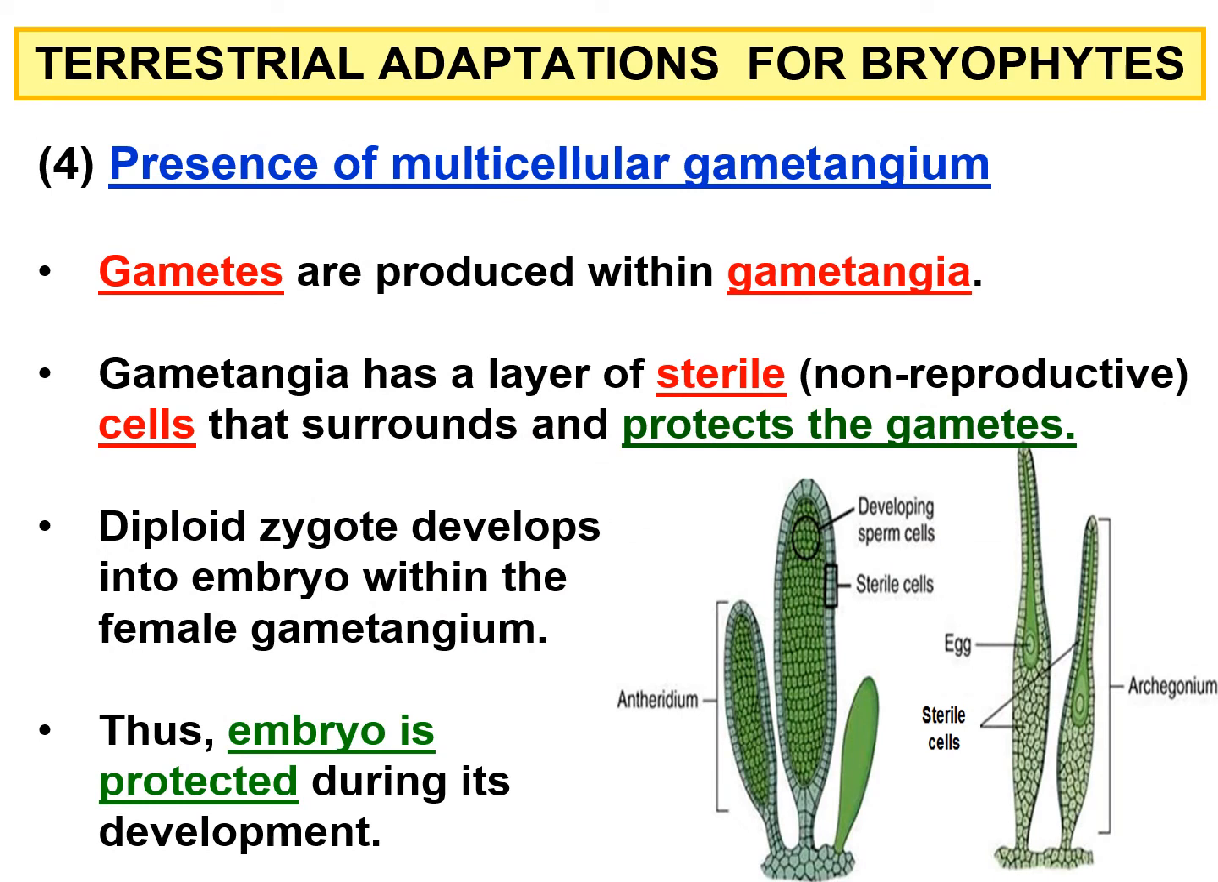Bryophytes also have multicellular gametangium. Gametes are produced within gametangia, which has a layer of sterile cells. Dia multicellular gametangium ni penting sebab dia sendiri non-reproductive. So it will protect the gametes. Diploid zygote develops into embryo within the female gametangium. This will protect the embryo during its development.